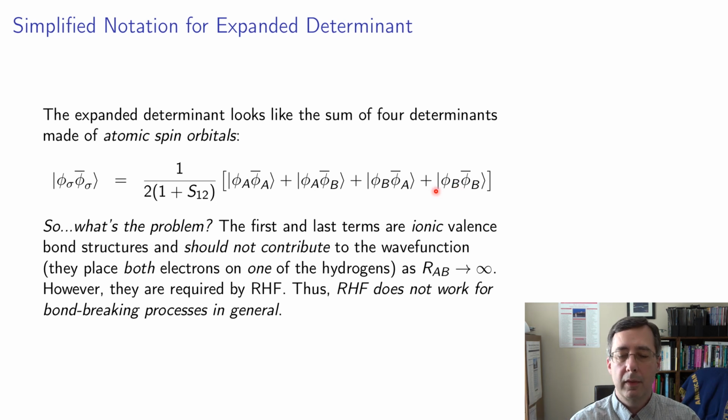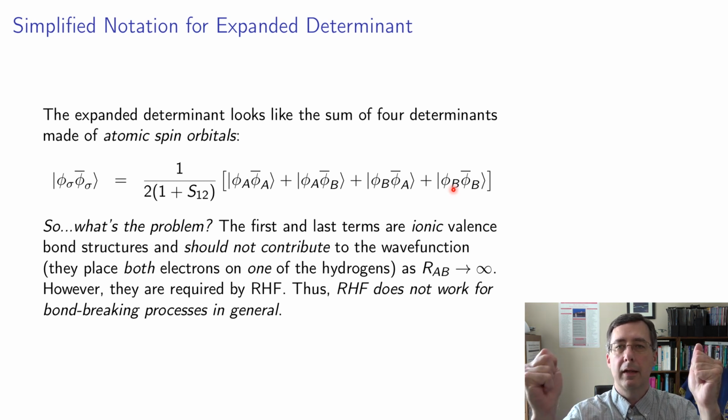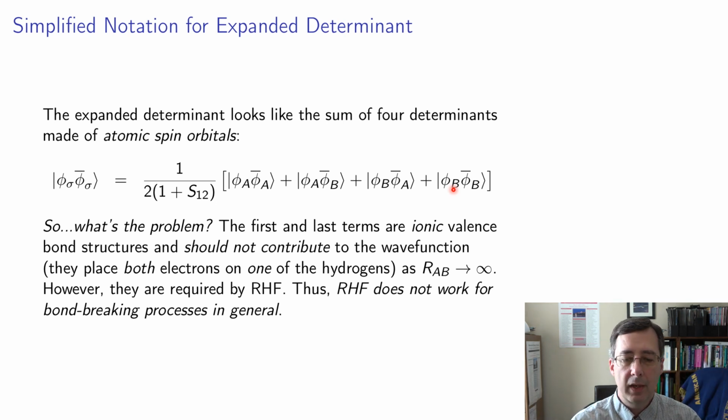But the first determinant and the second determinant show me that I have ionic contributions where I have H negative and H plus, or vice versa, H negative and H plus. And those 2 terms shouldn't contribute at long range, but they do because they're part of the Hartree-Fock determinant. And so restricted Hartree-Fock in general won't work for bond breaking processes if you go to long distances.